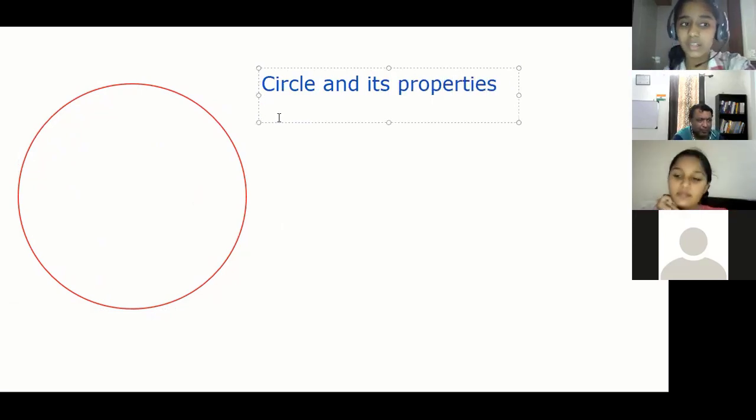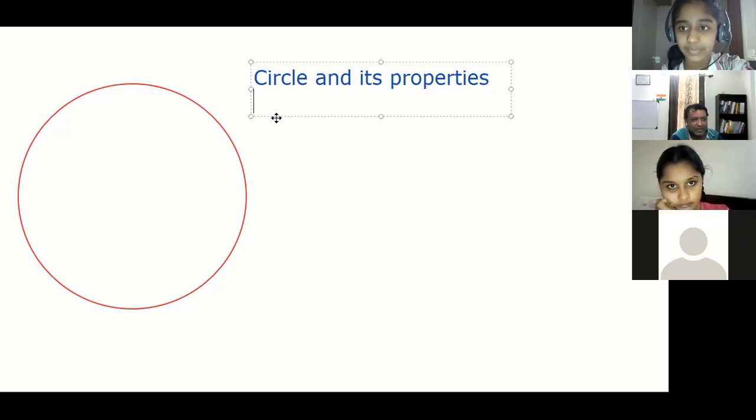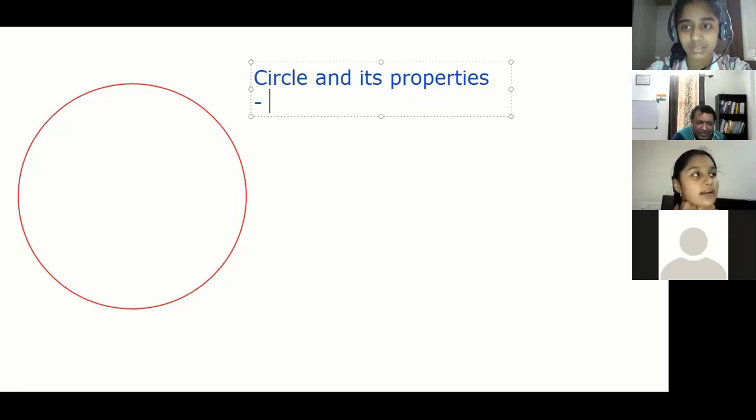A circle doesn't have sides and corners. Correct. What else? Kripa, tell me one more. Sir, it has no dimensions. It has no dimension? Okay, but it has dimension. The basic things are next.